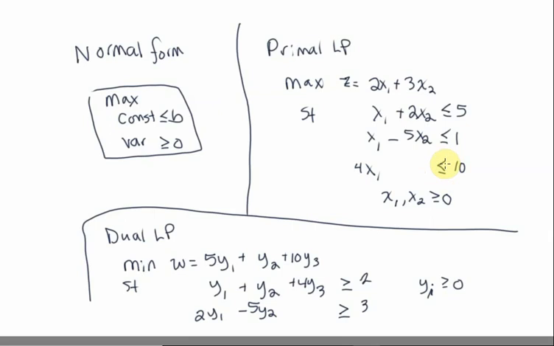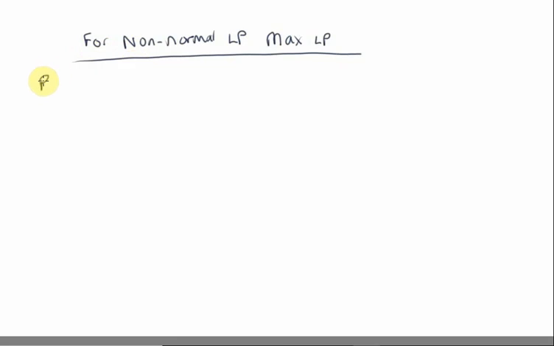So it's pretty simple for a normal LP with a max. Also, if this wasn't a max, I could turn it into a max problem. We've learned that as well. So let me give you a list of rules for when it's non-normal. When you don't have it in that beautiful form, we'll assume the primal is a max LP, but you could do this for a minimum as well. It doesn't really matter. We'll call this side the primal side, and we're going to be switching to the dual. Let's see all the changes that happen.